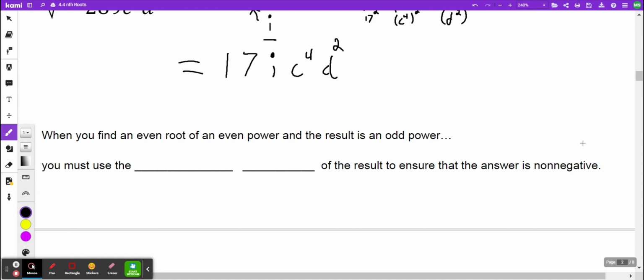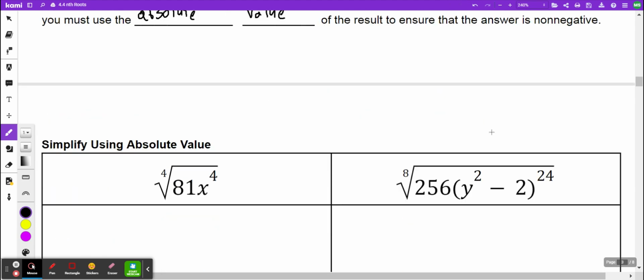So there is a little problem though. If we find an even root of an even power, and the result is an odd power, we're going to have to use the absolute value of the result to ensure the answer is non-negative. So we can't put a negative answer in there. We want to make sure that it's non-negative. So let's show some examples.